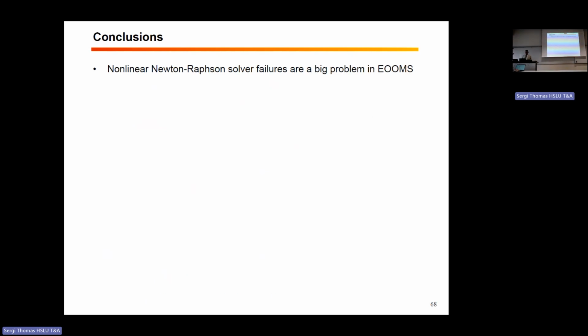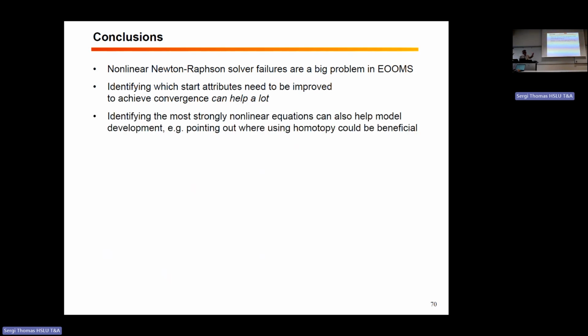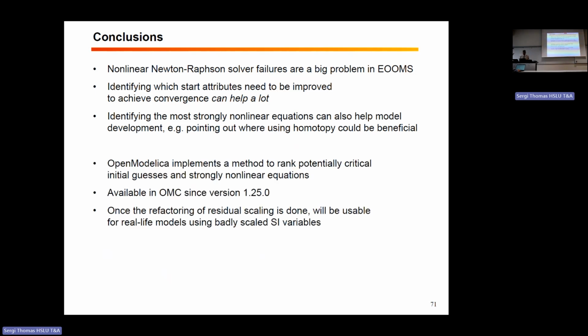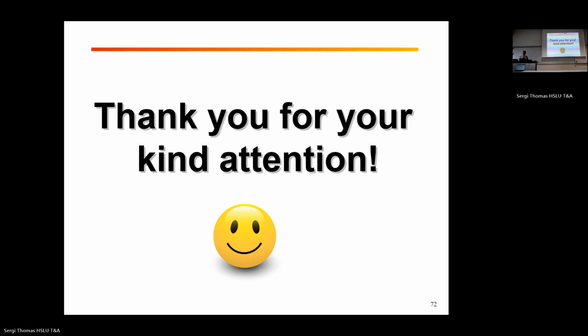So I'm done. Nonlinear iteration failures are a big problem. You need to identify which start values need to be improved. You may also need to identify strongly nonlinear equations to improve them with homotopy. And we have a method to do that.